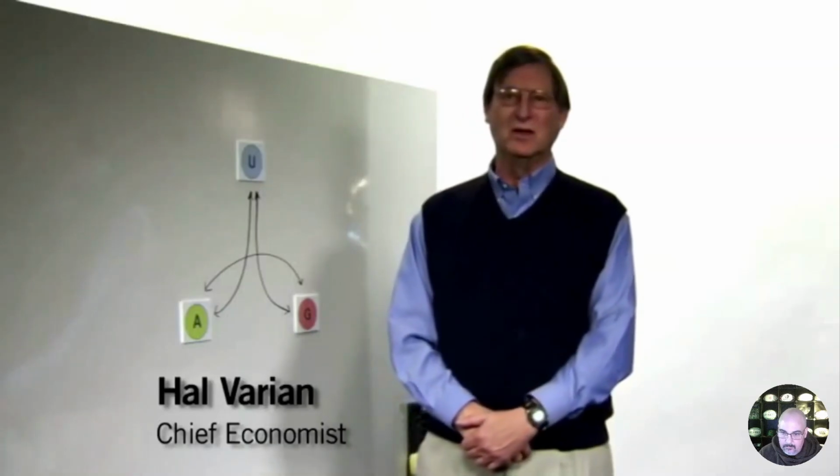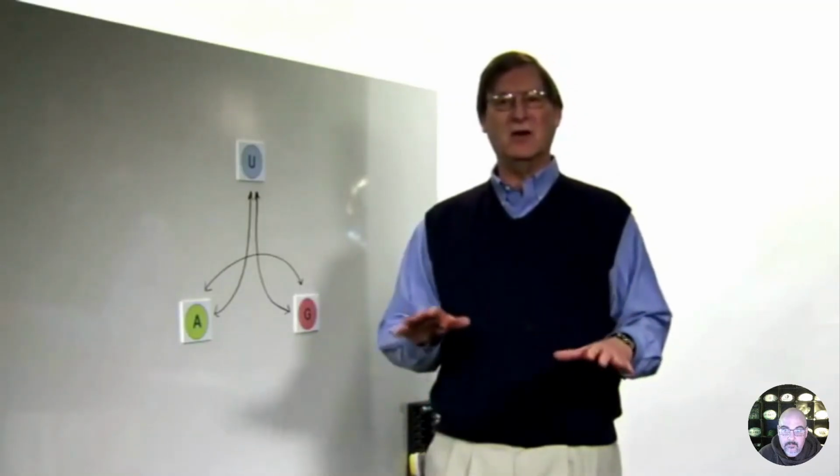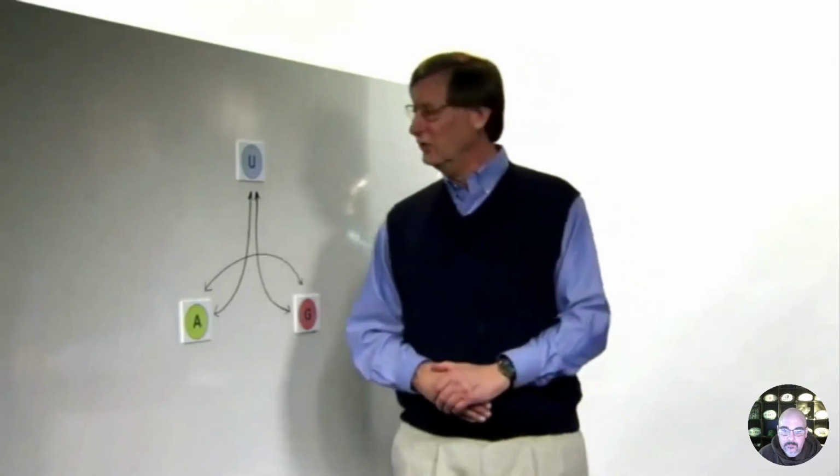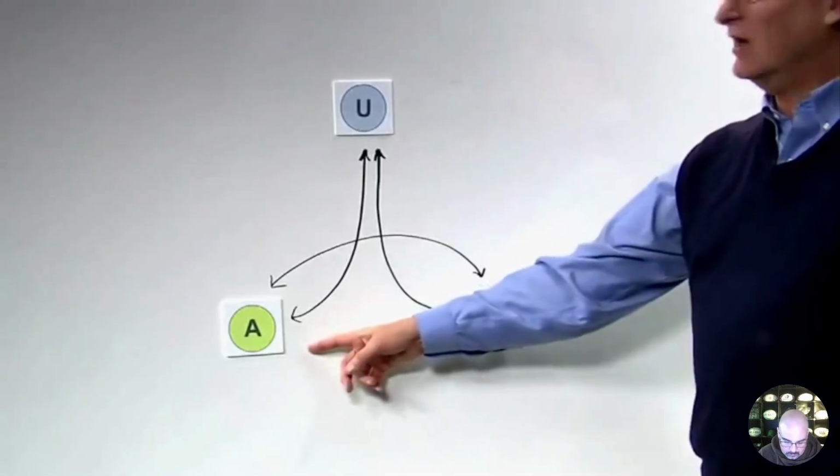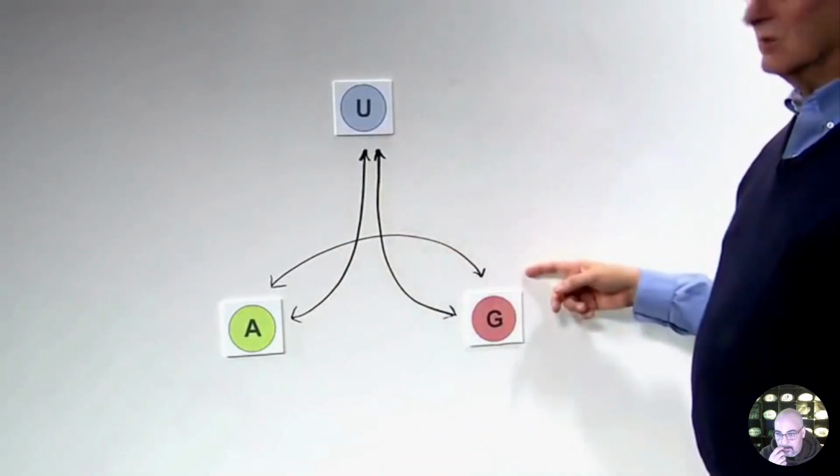Hi, I'm Hal Varian. I'm the Chief Economist here at Google, and today I want to talk with you a bit about how the ad auction works. So to make a successful auction, we have to reconcile the interests of three parties, and those parties are the advertiser, the user, and Google.